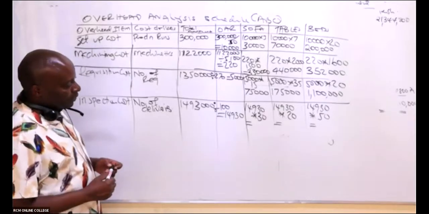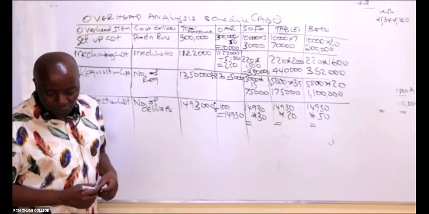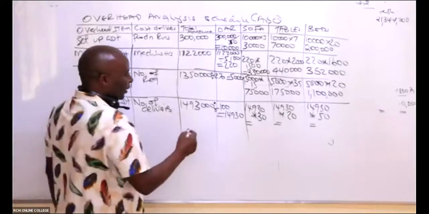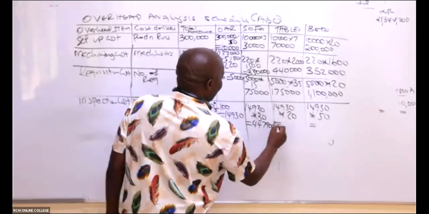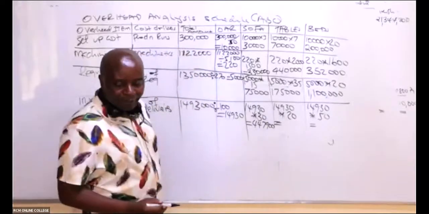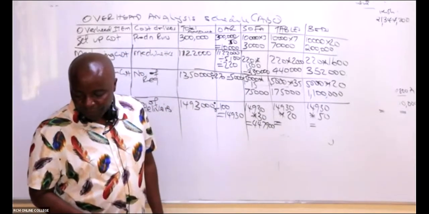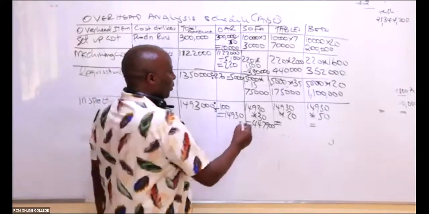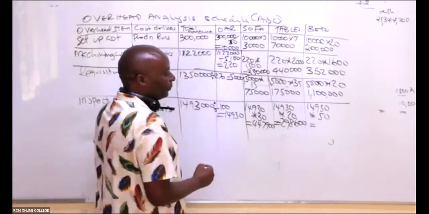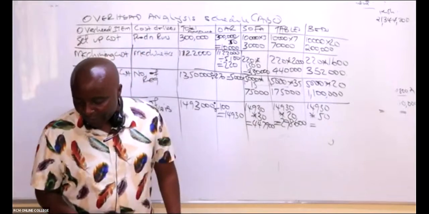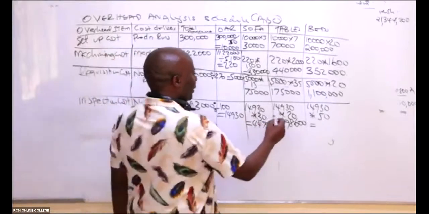So 14,930 times 30 gives me what figure at the end of the day? 447,900. Yes. And then we have the second one, 298,600. The last one, 746,500. Thank you so much.